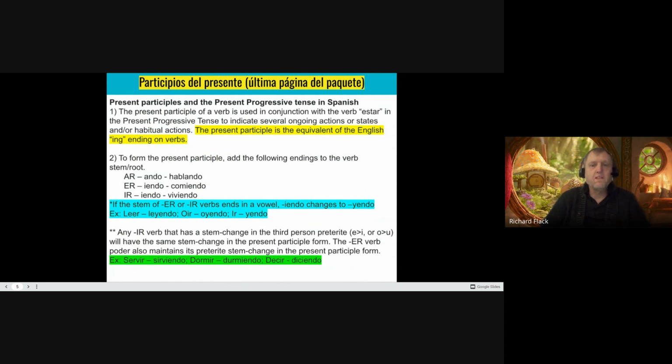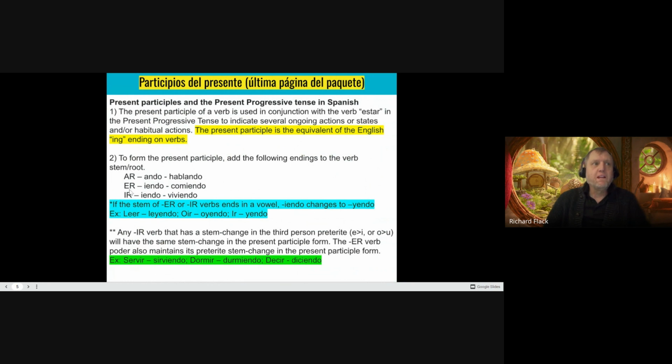So it's like putting on the ing onto a verb in English. How do we do it? It's very simple. So to form the present participle, we're going to take off our AR, ER, IR, and we're going to add the following endings to our verb stem or our root. So for AR verbs, we're going to add ando. So for example, the verb hablar, if I take off my AR, that leaves me HABL, and I add ando, and that gives me the participle hablando, speaking.